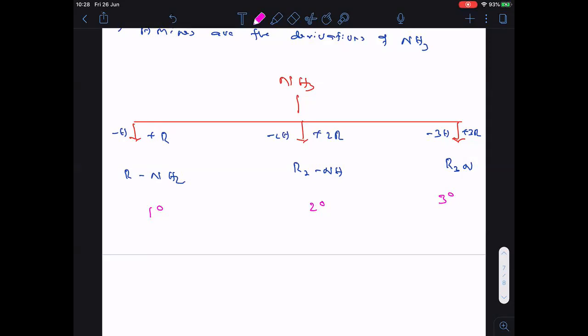So in this way, amines are classified as primary, secondary, and tertiary. Remember everyone, RNH2 is called primary amine. Next, R2NH is called secondary amine. So once you see this, everyone knows this is the secondary amine. R2NH is called the secondary amine. Similarly, R3N is called the tertiary amine.